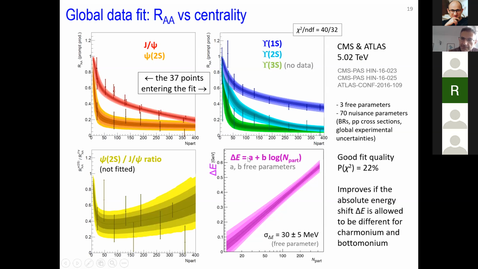So 2 parameters of the fit are the coefficients of this linear dependence of delta E. And the other parameter of the fit, for a total of 3, is the sigma of the distribution, which is constant for all centralities. And this parameterization, I repeat, is identical for all states. And we see that we have a good agreement with the data. We have no data for the Upsilon-3S in green.